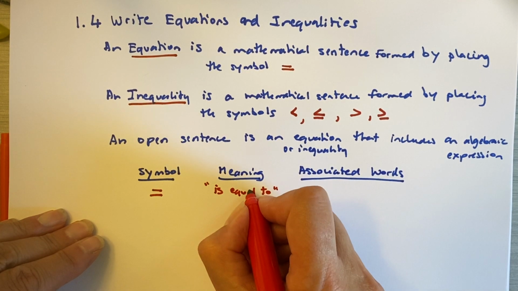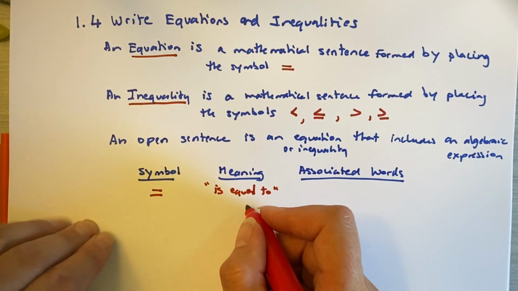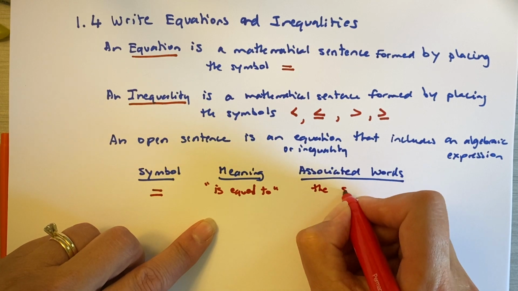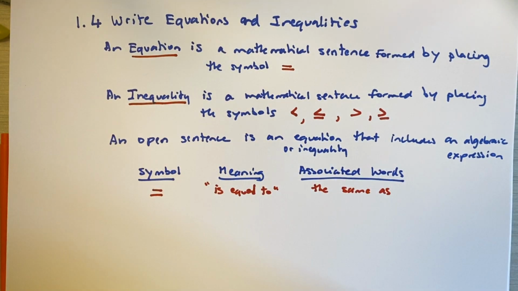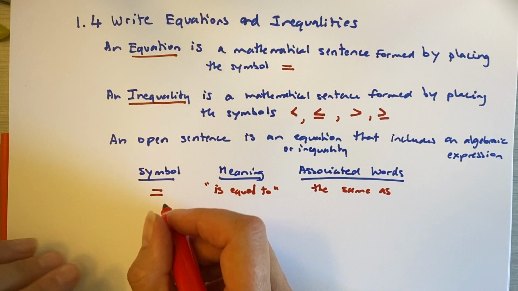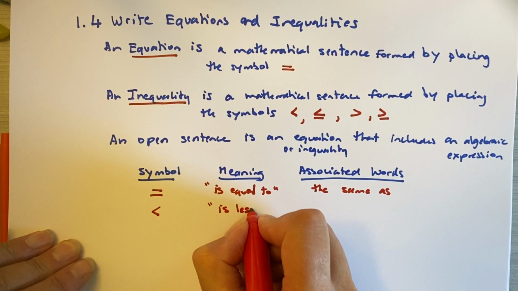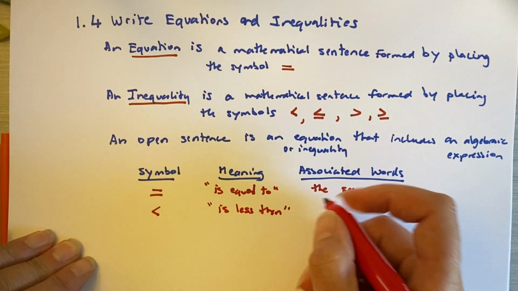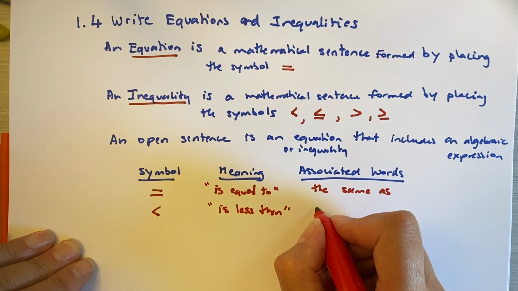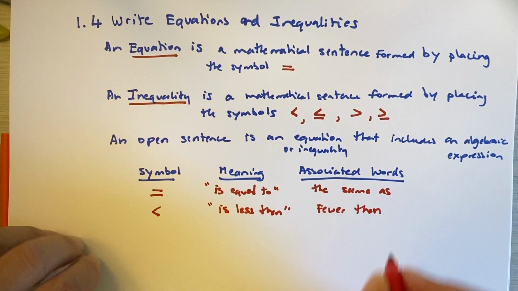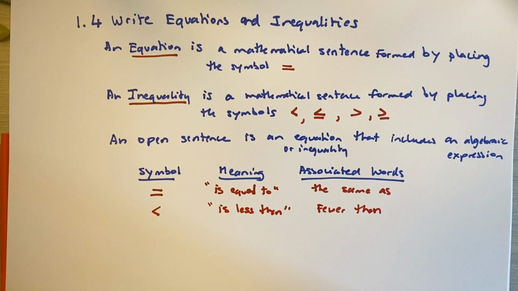But that's not the only way that you'll see it. Sorry for my bad handwriting there. That does say is equal to. The same as also works. X is the same as 6 means x equals 6. This means is less than. Well, we can also see that as fewer than. If John has fewer cars than Michael, you'd have John less than Michael.